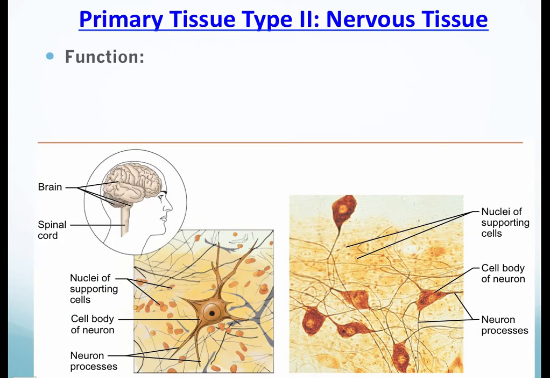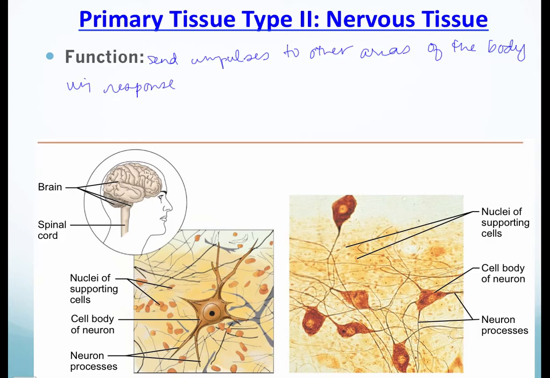Now the second type of primary tissue we have is nervous tissue, and the main function of this is that it sends impulses to other areas of the body in response to a stimulus. These are fast-acting responses of the body.